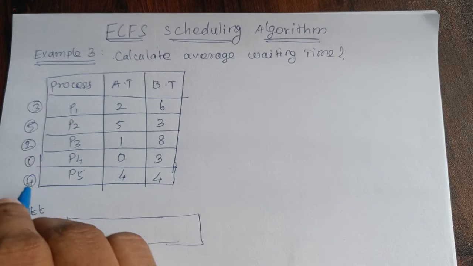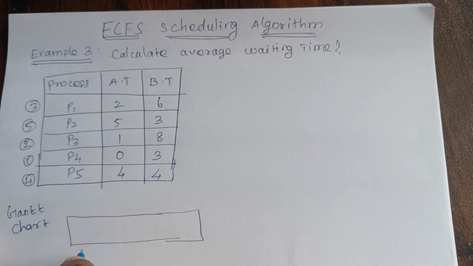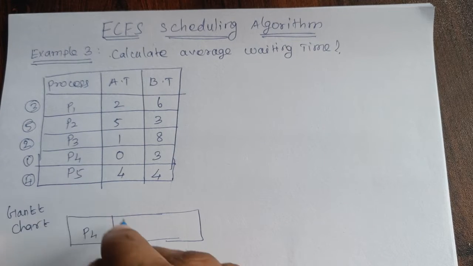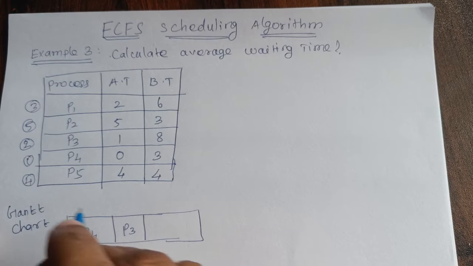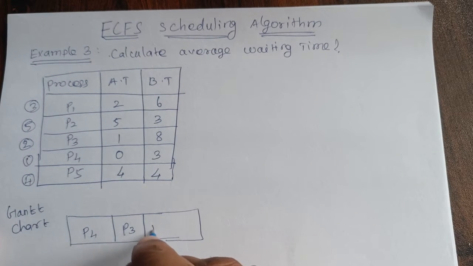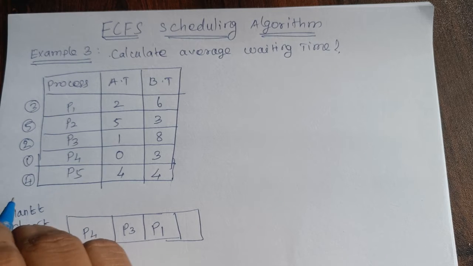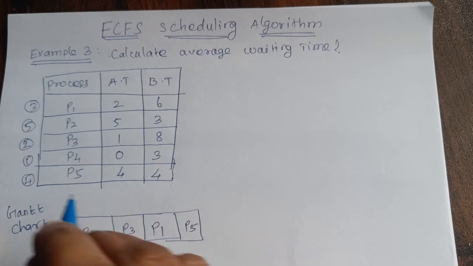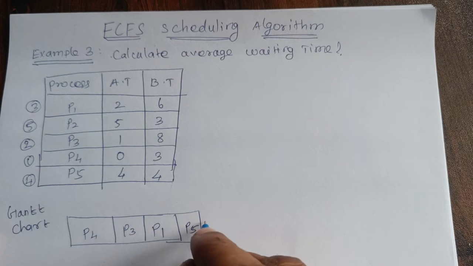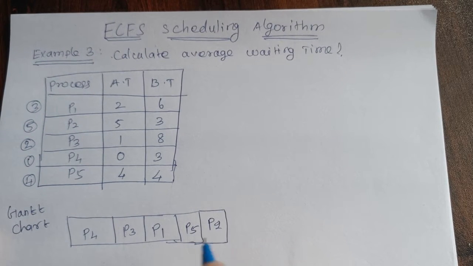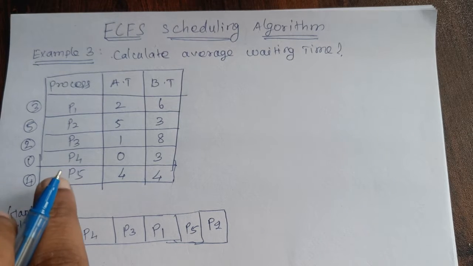So let me add the positions here. What is the first position? P4. The second position? P3. The third position? P1. The fourth position? P5. And the fifth, last position? P2, right? Okay.